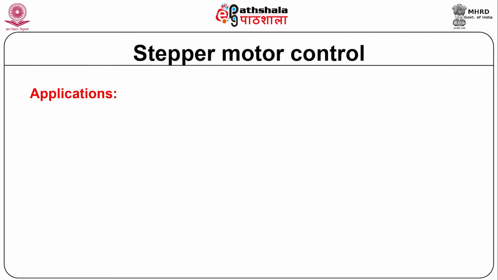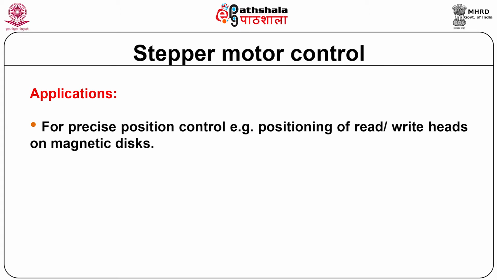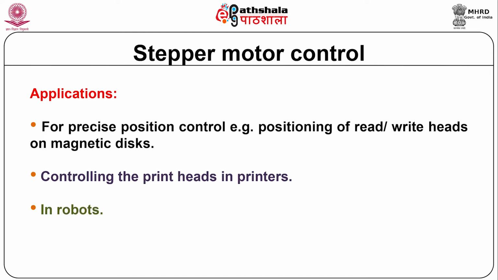Let us now talk about the applications of the stepper motor. Stepper motors are used extensively in situations where precise position control is needed. For example, positioning the read or write head on a magnetic disk. A second application is controlling the print heads in a printer. It is also used in controlling various pieces of robots, maybe the arm control, gripper control, and so on.